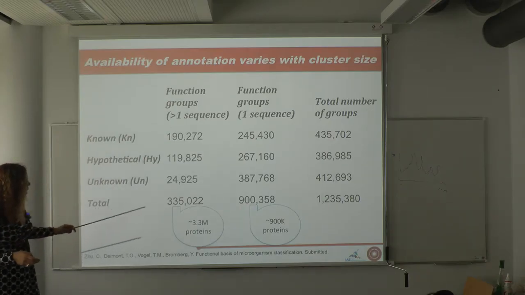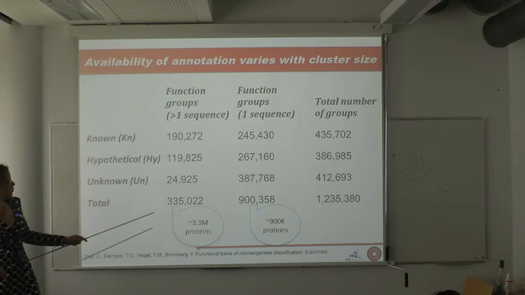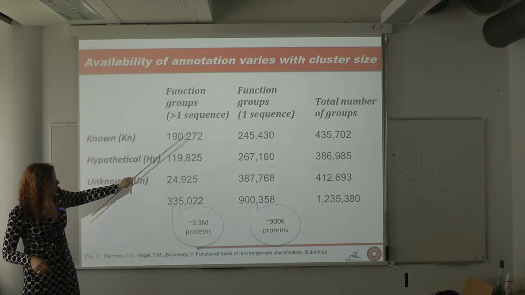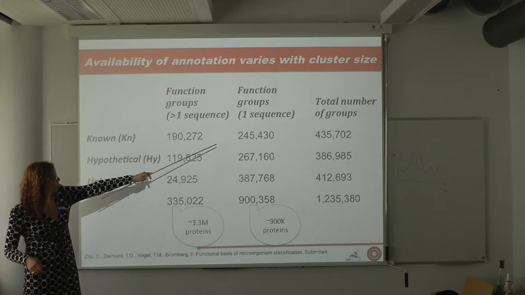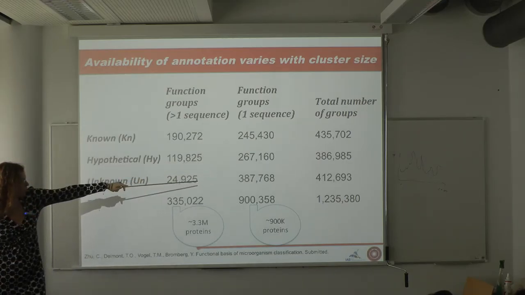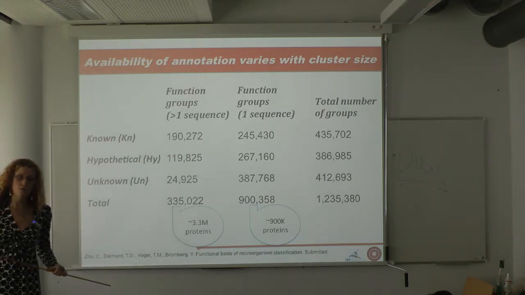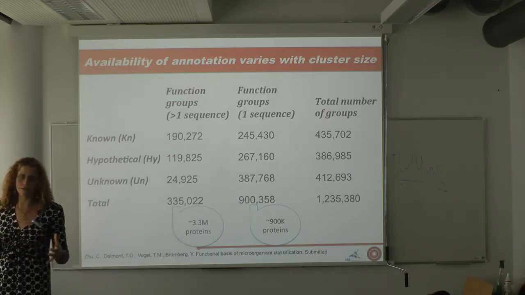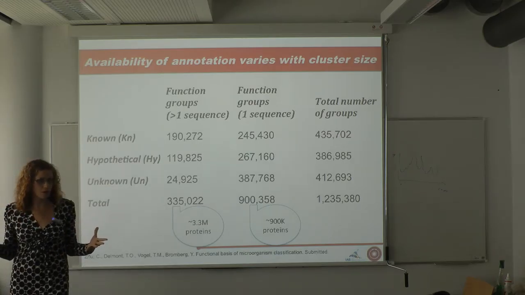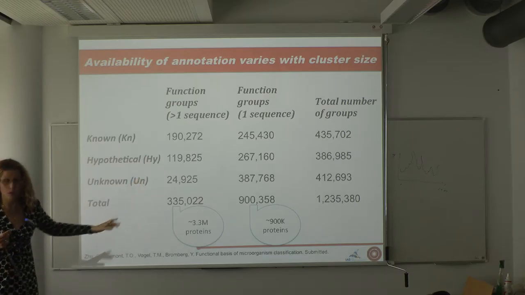All right. And if you look at the annotations of these 900,000, you see that roughly, well, it's a little less than a third are known, a little less than a third are hypothetical, and a little over a third are unknown, okay? So we can debate about whether 10 HSSP is a good cutoff or not for accuracy reasons, but this is how it is right now, okay?